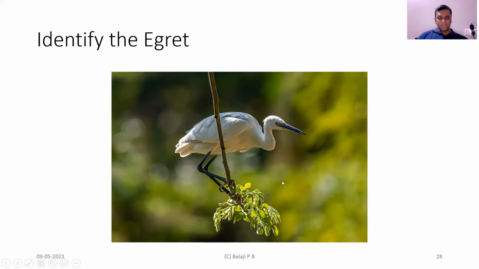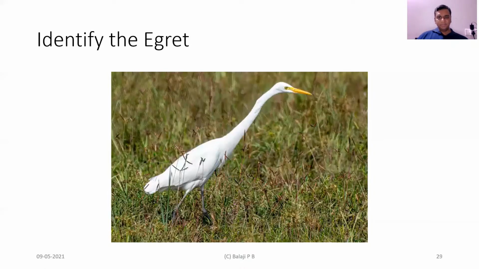So congratulations, and we'll proceed with the next question. Yeah, so this is one of the egrets. It's an intermediate egret. Intermediate egret? Cattle egret? It has a black tip on the bill, the yellow bill. Oh yeah, the tip is black. Intermediate.